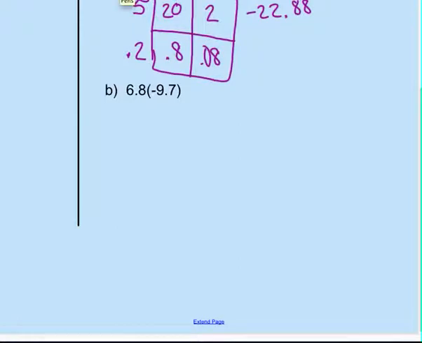And I almost forgot my answer was negative. I'm not putting my answer where I should. This one again is negative as well. And I'm going to split this up as 6 plus 8/10 and then 9 plus 7/10.